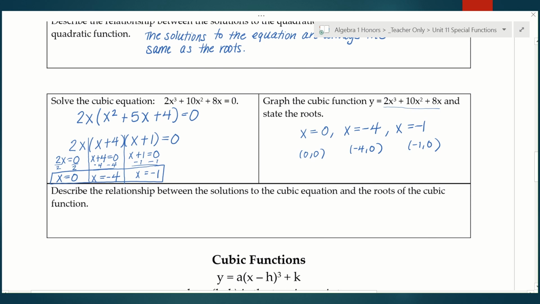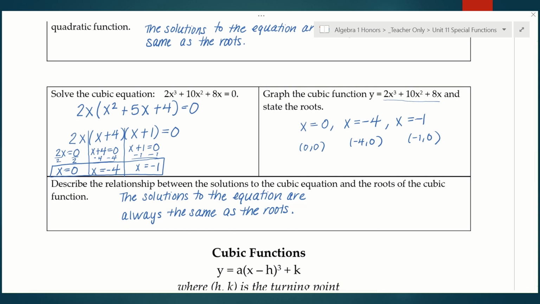Okay, so describe the relationship between the solutions to the cubic equation and the roots of the cubic function. Well, they're the same. Okay, so the solutions to the equation are always the same as the roots. Okay, so not a coincidence, it's just that's another way to solve these equations, algebraically versus graphically.